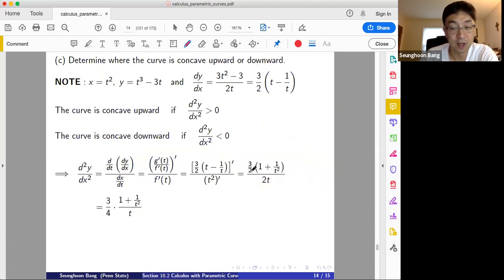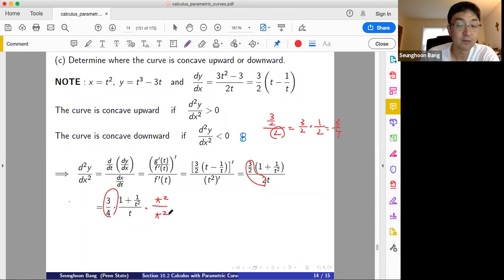Next, simplify. So here, 3 over 2 over 2t combine. The 3 over 2 over 2 is 3 over 2 times the reciprocal of the denominator, 1 over 2, so 3 over 4. We have the remaining part. The next, you can multiply top and bottom by t squared. Like this. Keep 3 over 4. Distribute t squared to the 1 and 1 over t squared. 1 times t squared is t squared. The t squared is crossed out, plus 1 over. T times t squared is t cubed.